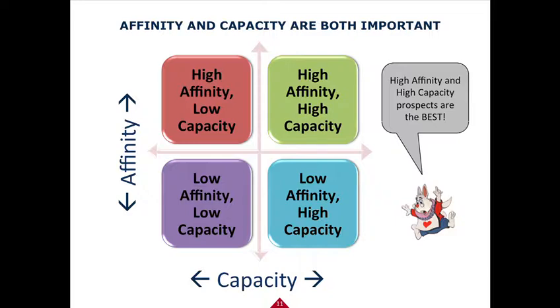If you uncover someone that has, and I don't know if you guys can see this pointer, low affinity and low capacity, those probably aren't good prospects to pursue. The other common thing we see people try to chase after are these low affinity, high capacity prospects. Just because someone has money doesn't mean they're a good fit for you or what you're trying to raise money for. So think about those indicators carefully as well.